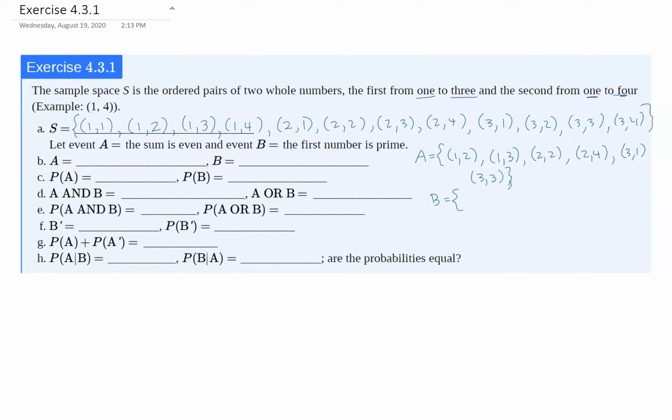Let's talk about B. The event B is the first number is prime. So what do we mean by prime numbers? Oh, this is really digging into those algebra skills. So a prime number is any number whose only factors are 1 and itself. So the only way we can multiply and get that number is if we multiply that number by 1. A simple example is 2. 2 times 1 is 2. There aren't any other whole numbers that, if I multiply them together, I get 2.